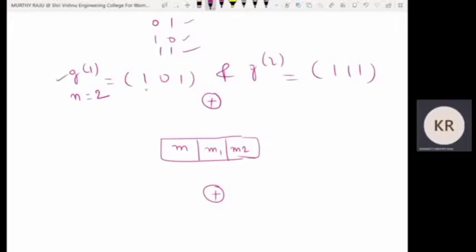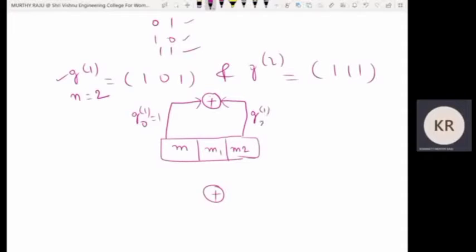Consider first generator sequence 1, 0, 1. 1 represents connection is there, 0 represents there is no connection. First one represents that M bit is connected to first modulo 2 adder. Here second bit is 0, that means there is no connection from M1 to first modulo 2 adder. Next bit is 1, that means M2 is connected to this one, the G of 1 of 0 is equal to 1.